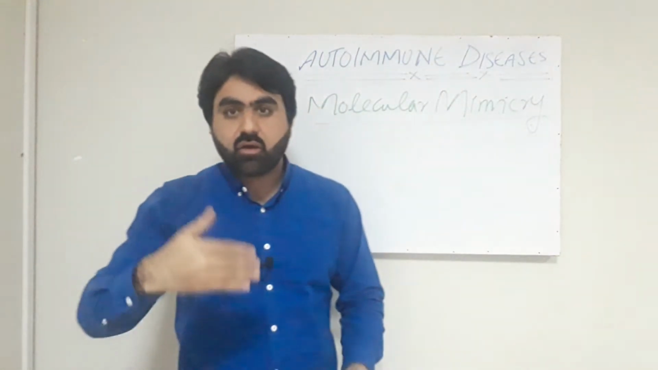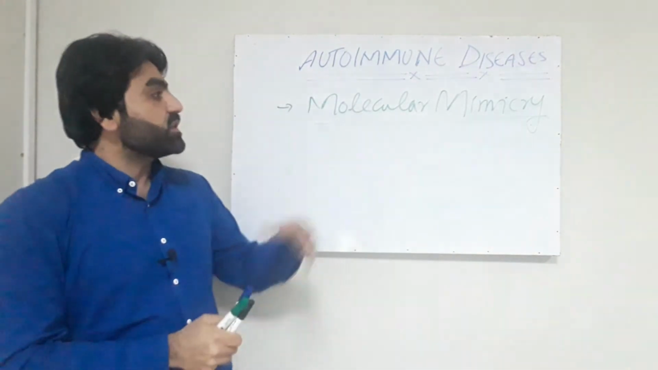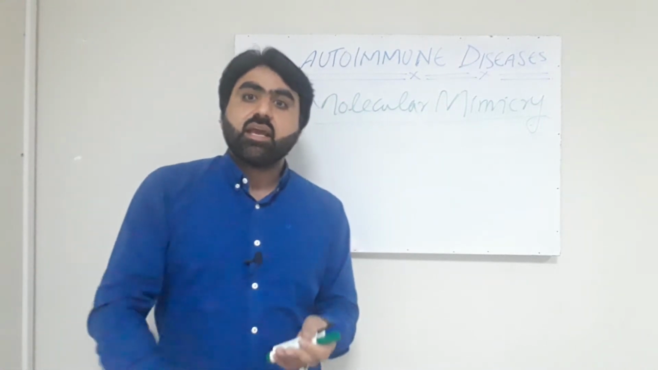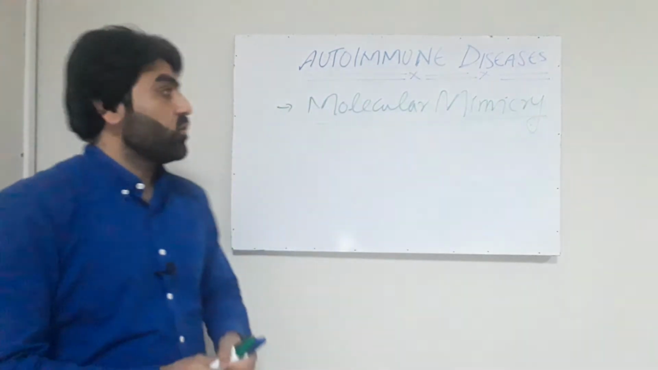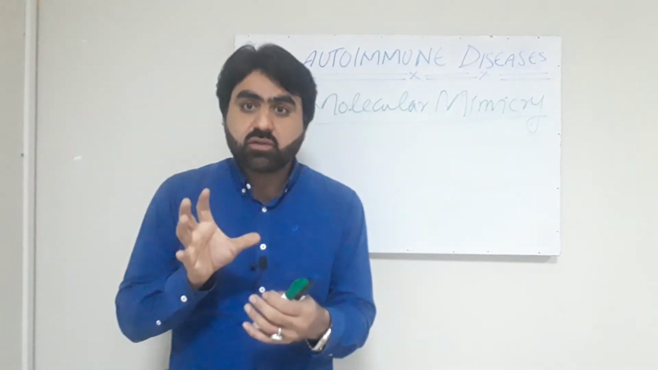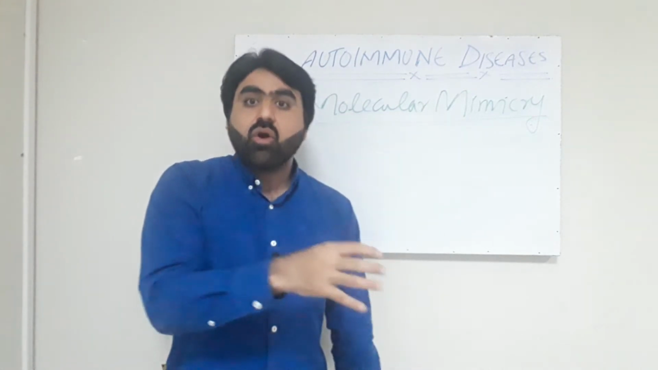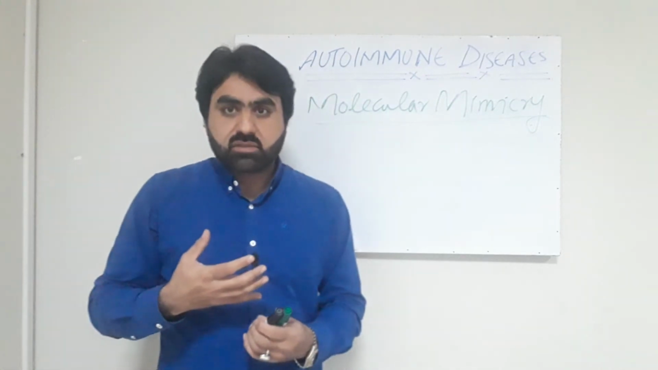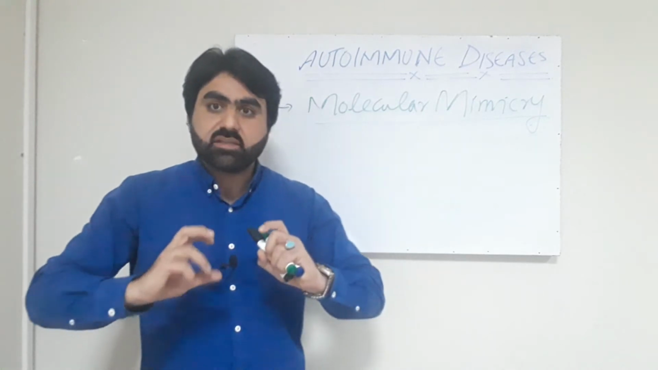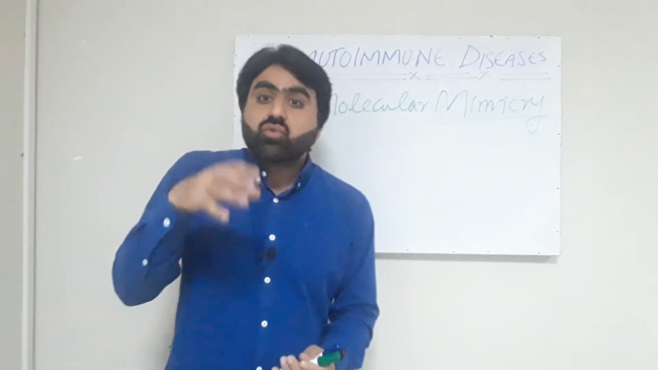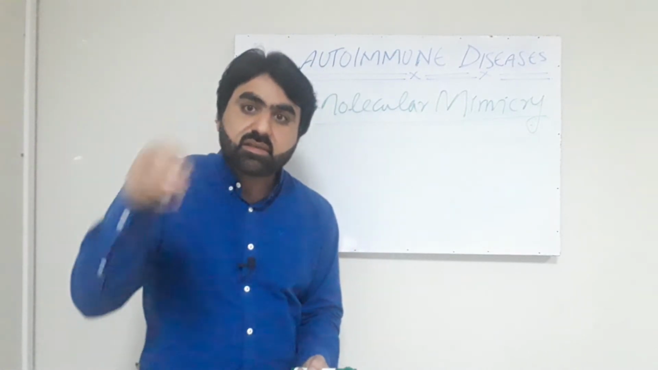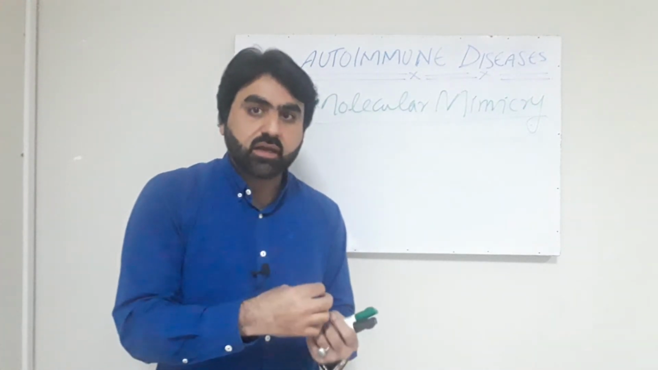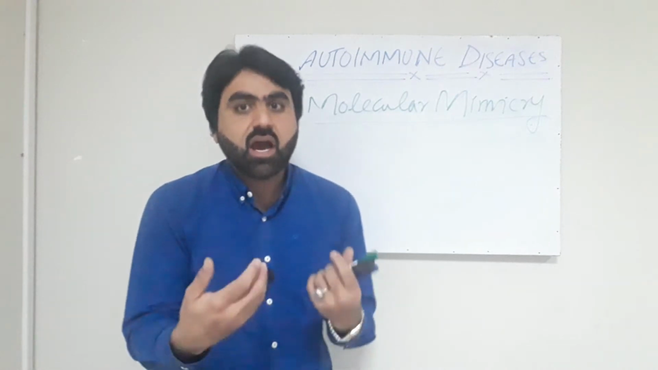There are certain viruses or bacteria which carry antigens that are very similar to the antigens present inside our body. Therefore, when our immune system is exposed to those bacteria or viruses carrying antigens similar to our body's antigens, it produces antibodies against those antigens. Those antibodies cross-react with the similar antigens present inside the body and result in damage to the tissue or organ, resulting in a disease known as autoimmune disease.